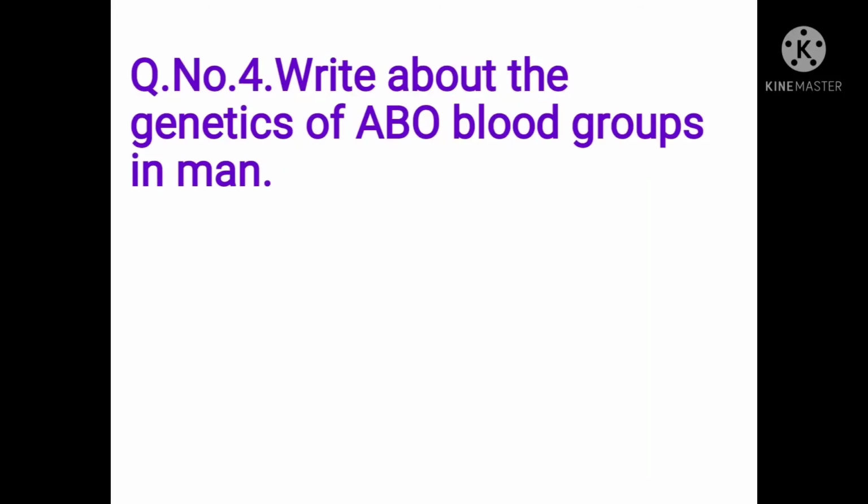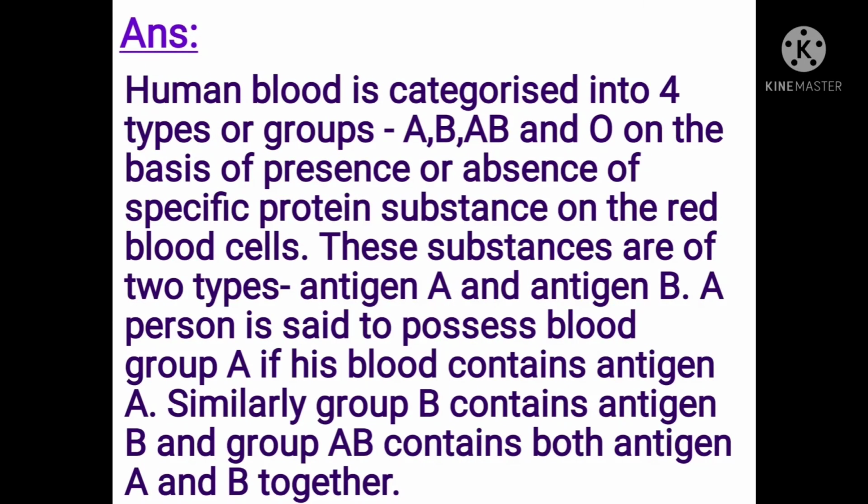Question number 4. Write about the genetics of ABO blood groups in men. Answer. Human blood is categorized into 4 types or groups: A, B, AB, and O, on the basis of presence or absence of specific protein substance on the red blood cells. These substances are of 2 types: antigen A and antigen B.